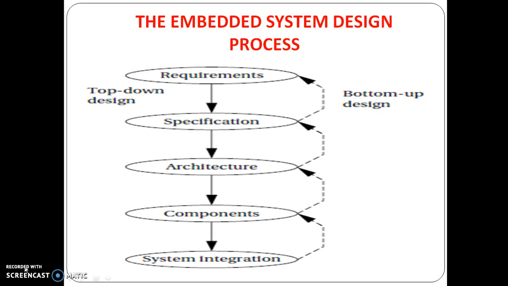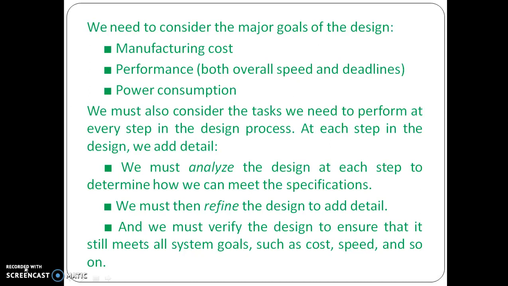Before going into detailed discussion of the system design process, the customer or the user's desires must be satisfied by the designer. To get them satisfied, the designer must consider three major goals: cost, performance, and power consumption. Since we are talking about embedded systems, performance must be high, power consumption must be very low, and manufacturing cost must also be low. Then the overall performance of the product increases. So the main criteria is: cost must be less, power must be low, performance must be high.